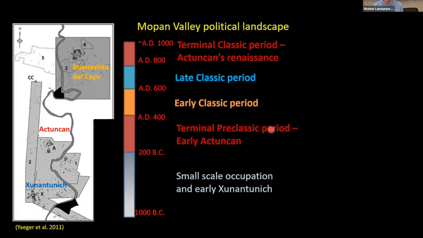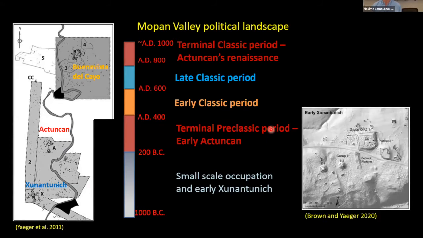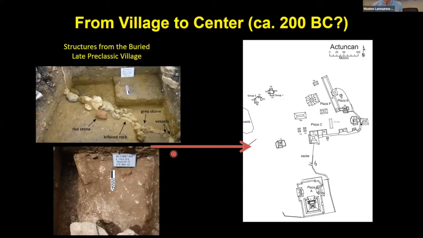Actuncan is situated in the Mopan River Valley, which was over time a very dynamic political landscape. And this is important in the context of Kat's recent talk that just preceded. Before Actuncan was established as a major center, early Chinatonic was likely the primary capital in the region. And around 200 BC, when Kat suggests early Chinatonic was abandoned, was about the same time that we see an explosion of construction at Actuncan. In fact, most of Actuncan's monumental architecture is begun seemingly all at once, around 200 BC.